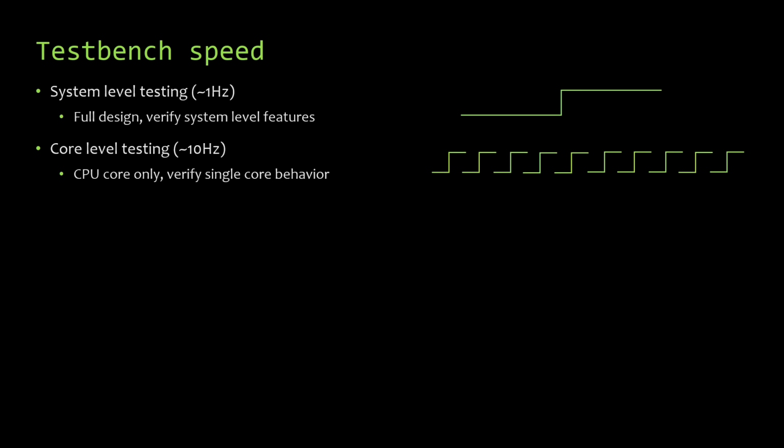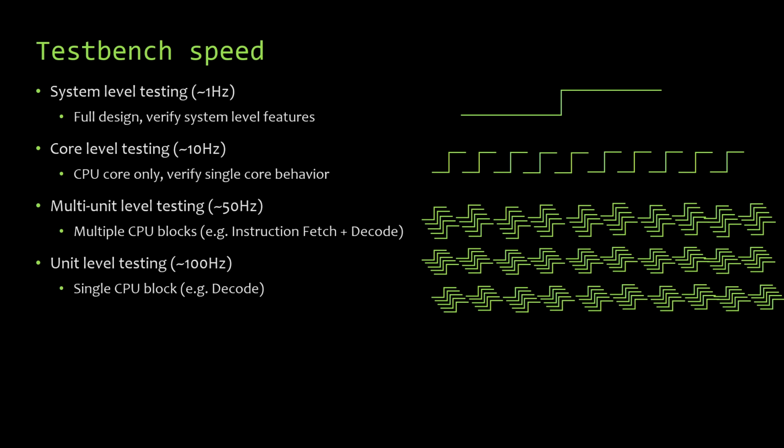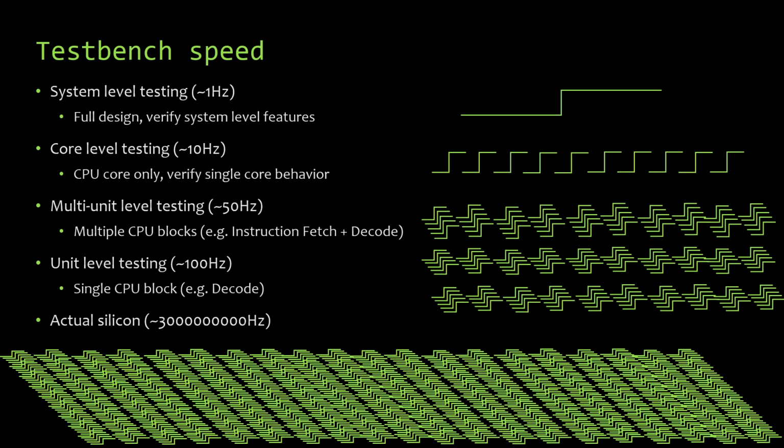If you break it down even further, you can get what I call multi-unit testing. So this is a typical practice of combining a few related blocks, like an instruction fetch and a decode unit together. Or you can even go down to a single unit testing, like the decoder or the load store unit, something like that. And you're looking at in the ballpark of 100, maybe 200 hertz, so 100, 200 cycles per second of simulation. Now, compare that for a minute to real silicon, which runs at 3 billion cycles per second. And you'll see this is far off.